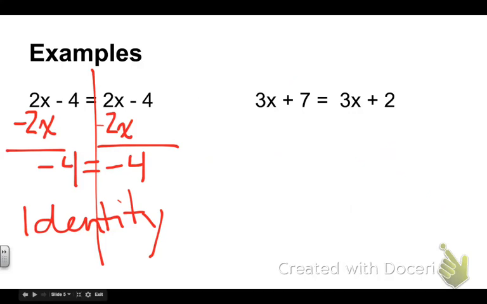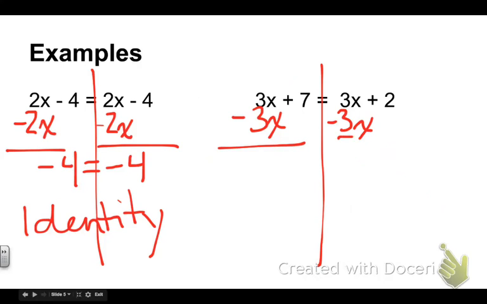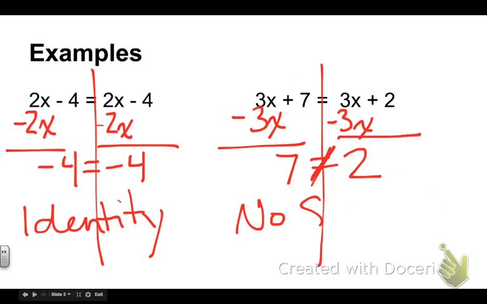Now, if you look at the other side, 3x plus 7 equals 3x plus 2. Right? They're not the same, so solve. So get rid of 3x. Whatever you do to one side, do to the other. You're going to get 7 is equal to 2. Is that a true statement? No, that's not equal. Nothing that we could ever do will make it equal, so that one has no solution.